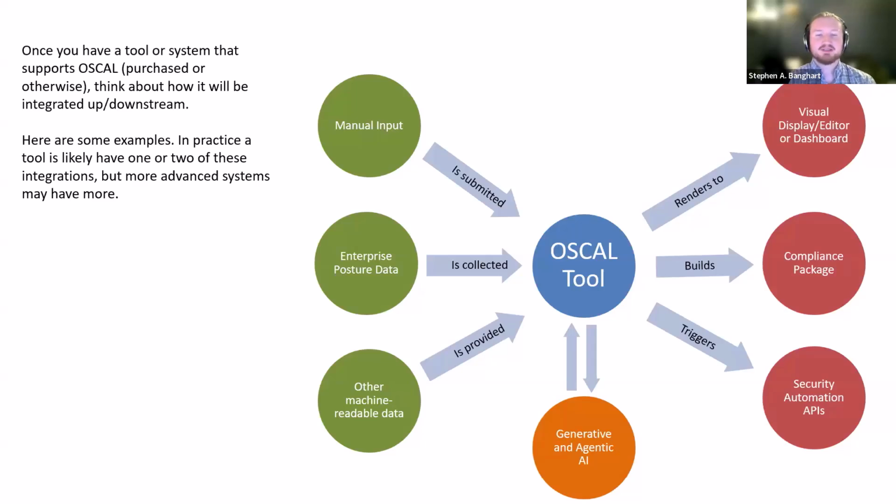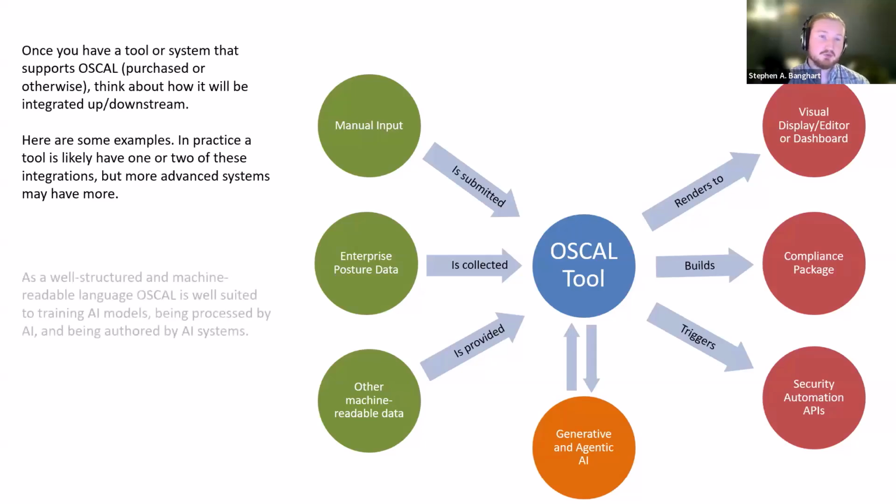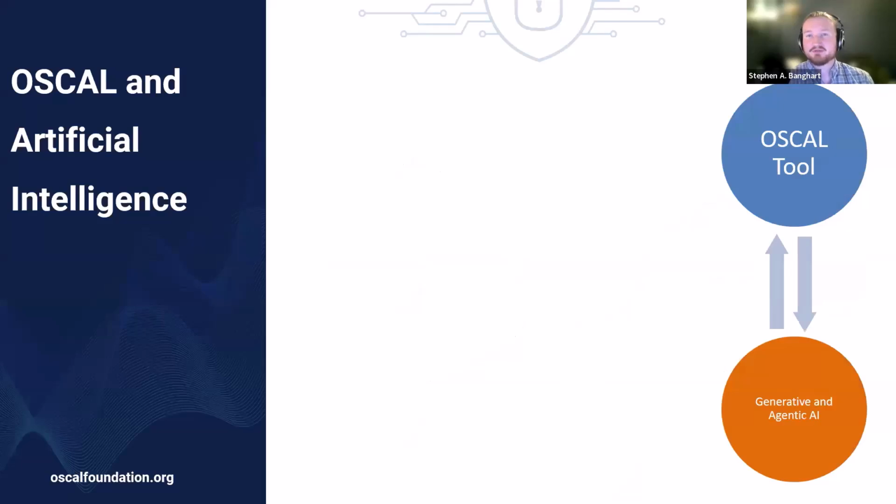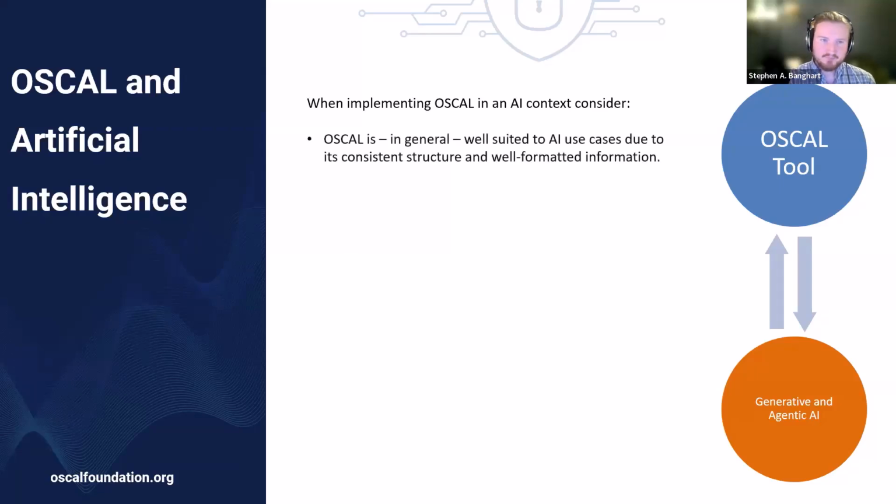Down at the bottom, I've put in a circle for generative and agentic AI. I think that it would be a disservice to talk about a machine readable format without at least spending one slide on talking about artificial intelligence. So this is my one mandated artificial intelligence slide. And I do think that this is helpful to consider. OSCAL in general is well suited to AI use cases. It's a well-structured, well-formatted, machine-readable language, which means that it can be used to train an LLM or other AI by feeding it the information that you've collected. And it's actually quite useful for that.